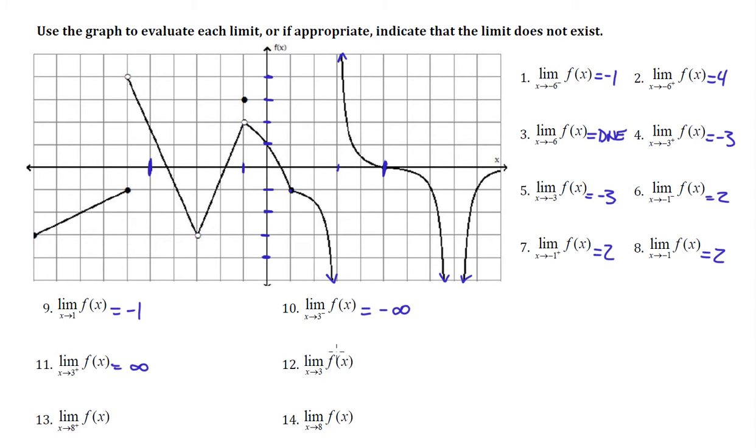All right. So the limit as x approaches 3 in general, so as it's approaching from both the negative side and the positive side, since they're going to 2 different values, the limit does not exist.